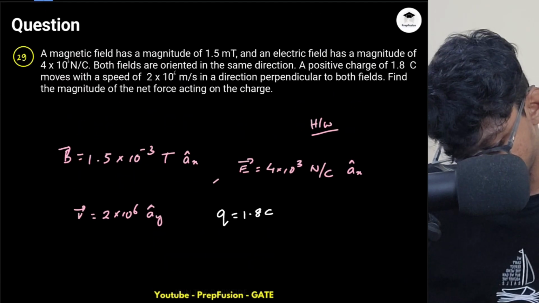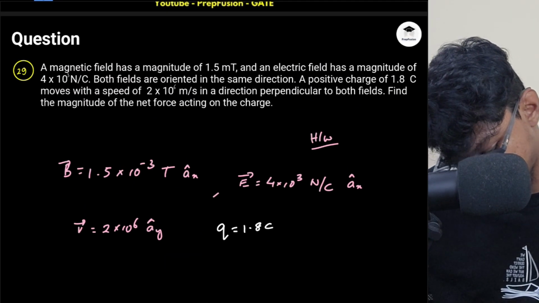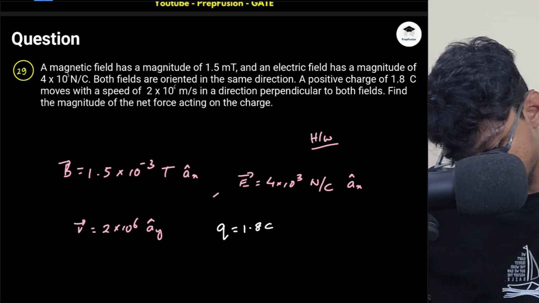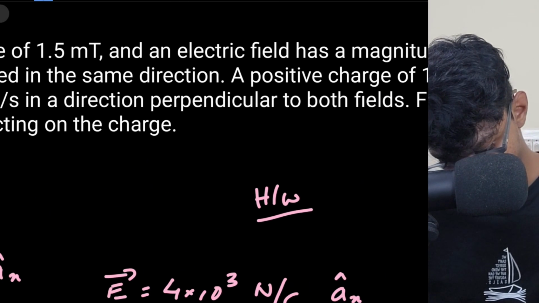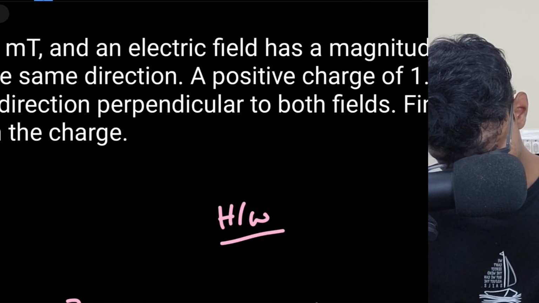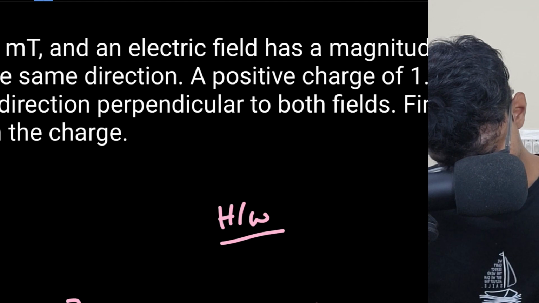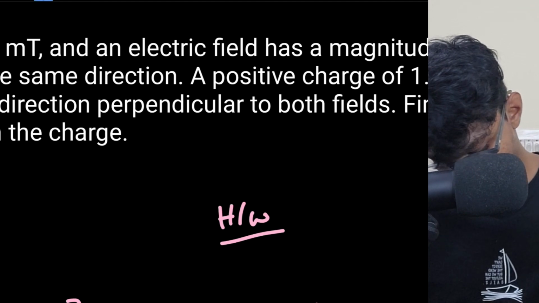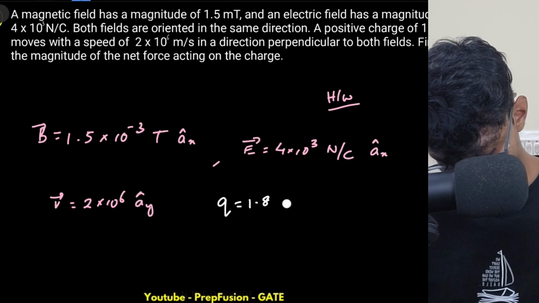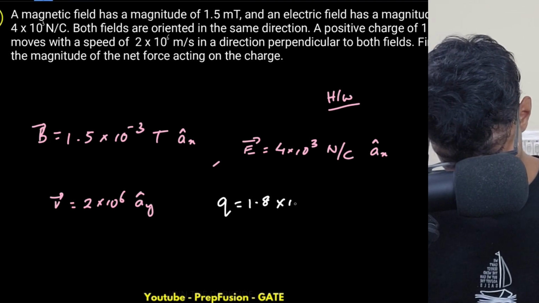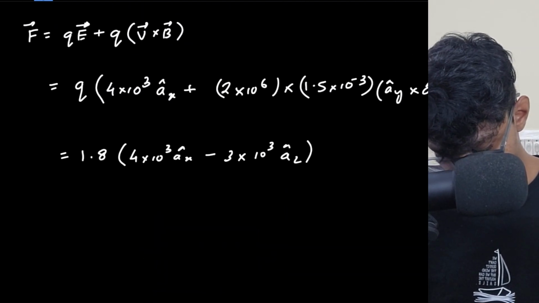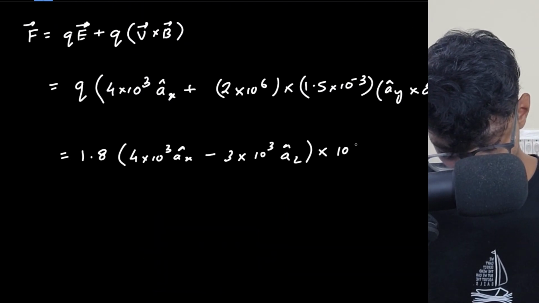Just hold on. Is there some mistake over here? I will check. Okay, this was millitesla. Millitesla is fine. Positive charge of 1.8 coulombs. Actually, I think I missed a micro over here. This should have been a micro charge, right? Because the force value would be coming very huge. That is not possible. Okay, so this actually is a micro coulomb charge, 10 raised to power minus 6 coulombs. So overall here, 10 raised to power minus 6 also will get multiplied.